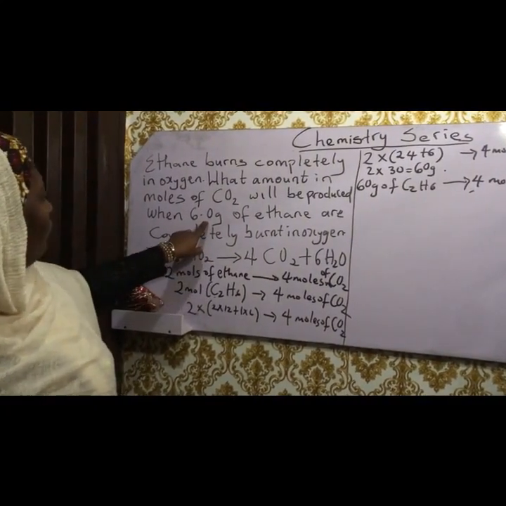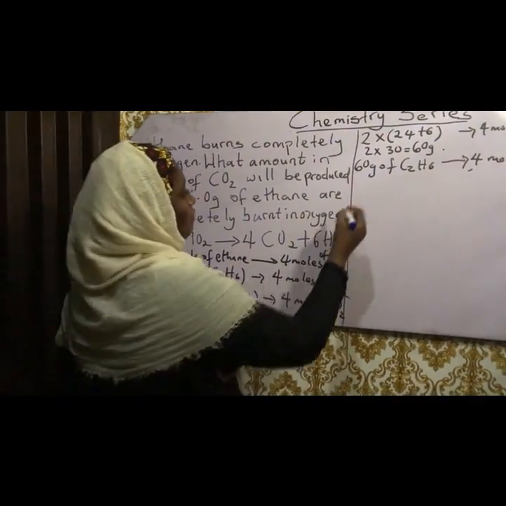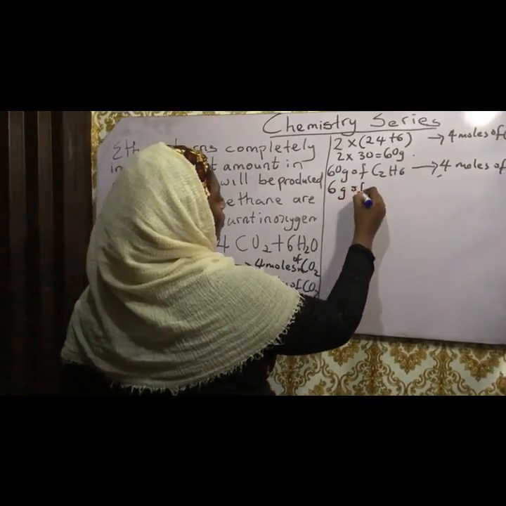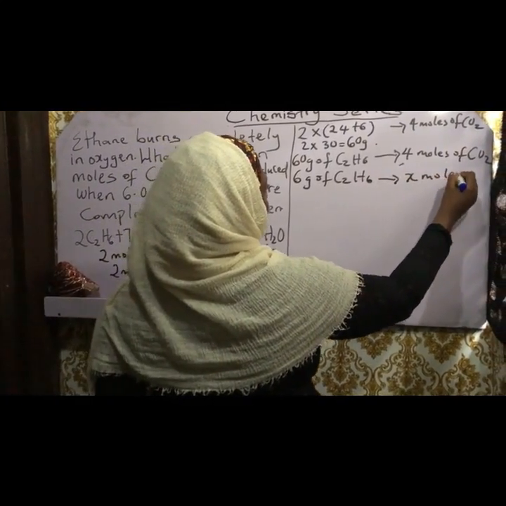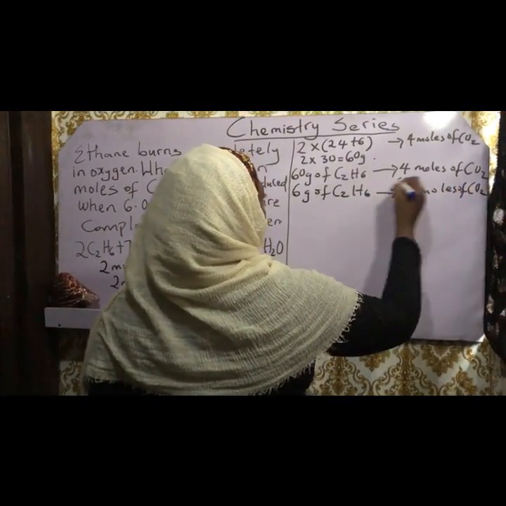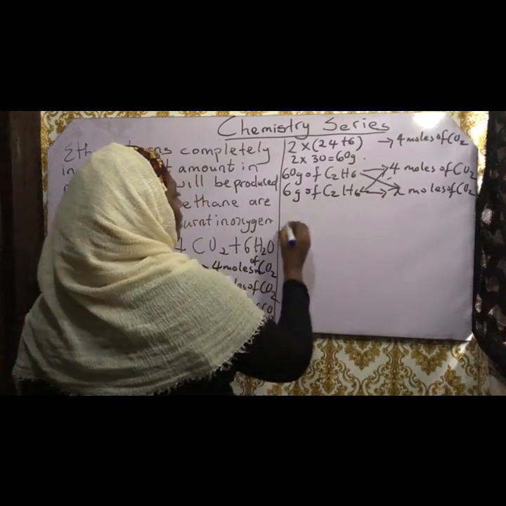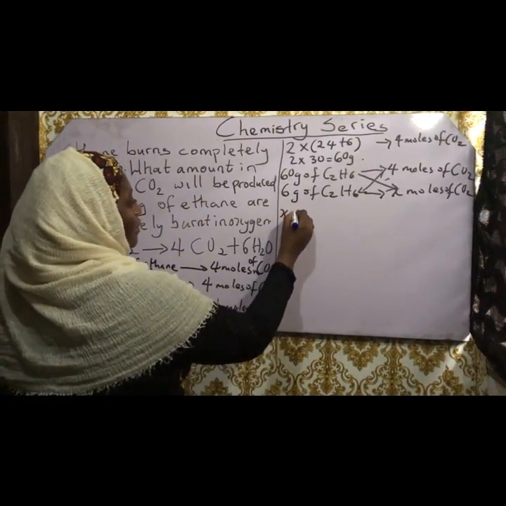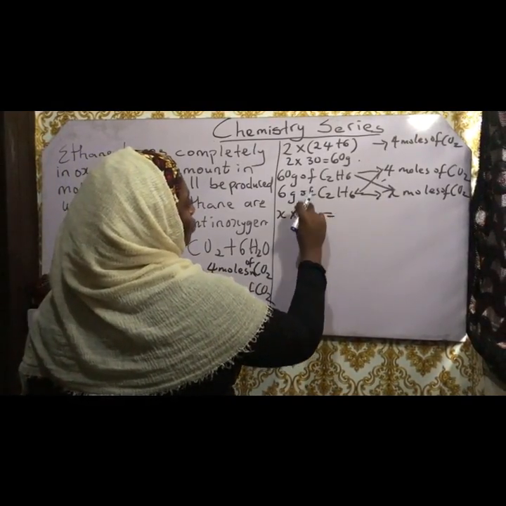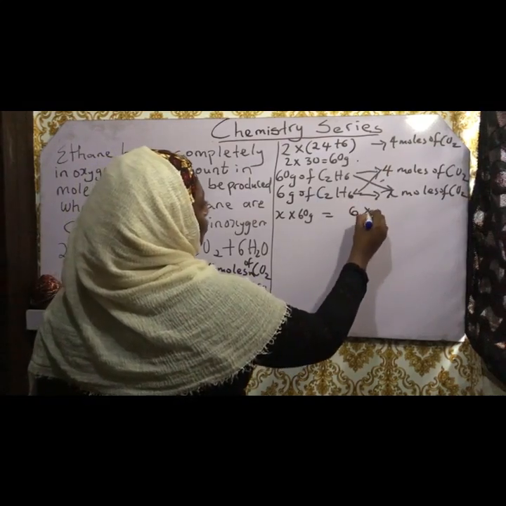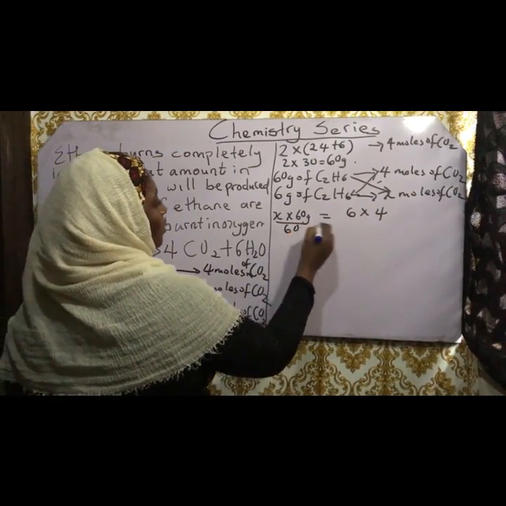Now, 6 grams of ethane will now produce what? X moles, because we don't know. So, 6 grams of C2H6 will produce X moles of CO2. Do a cross product or cross multiplication. That will be X times 60 grams is equal to 6 times 4. So to make X stand alone, you have to divide both sides by the coefficient, which is 60.